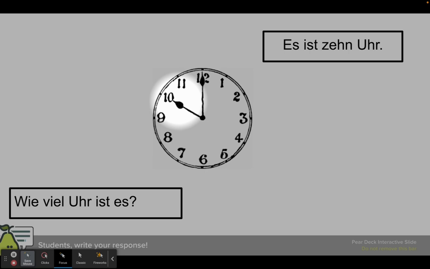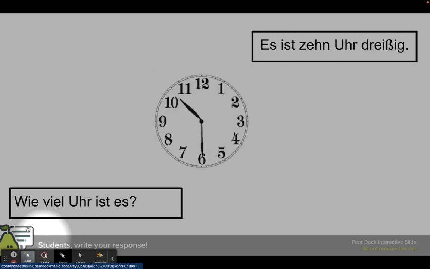So in German, we're going to learn how to tell time on the analog clock in addition to a digital clock. So here we have 10 o'clock, and to say it is 10 o'clock, you would say es ist, or it is 10 Uhr. It is 10 o'clock. Wie viel Uhr ist es?